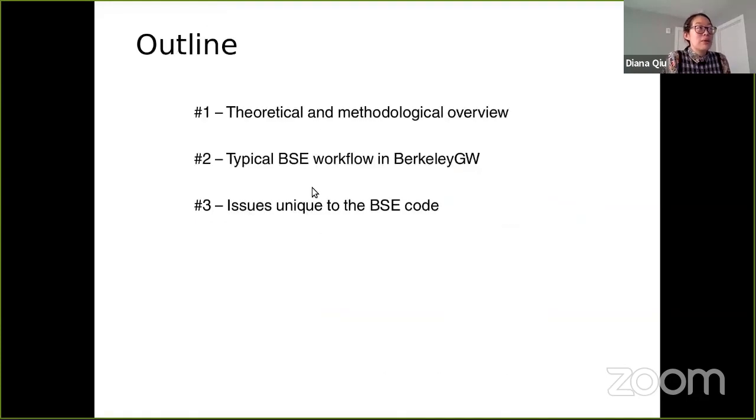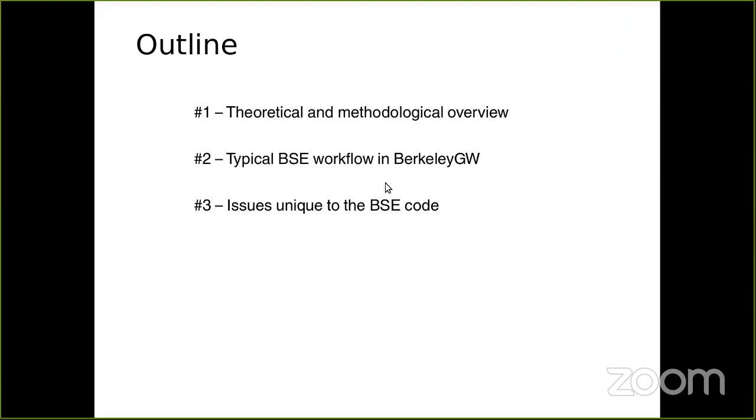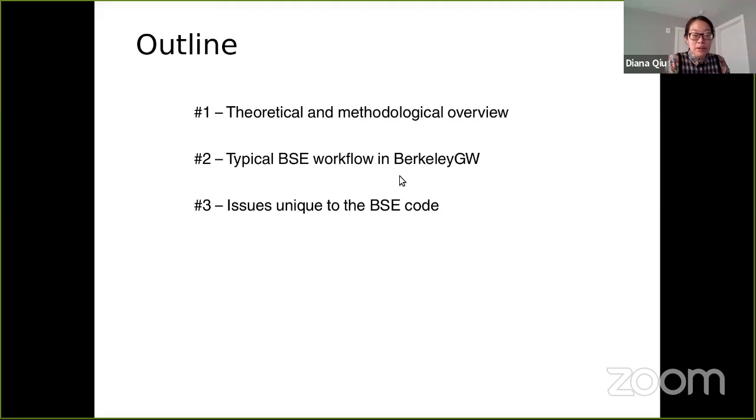In this talk, we're going to address how to perform practical BSE calculations using BerkeleyGW. We'll start by having a brief theoretical and methodological overview. Then we'll take a look at a typical workflow for doing a BSE calculation in BerkeleyGW. And then we'll go over some technical issues that are unique to the BSE code. So first, theoretical and methodological overview.